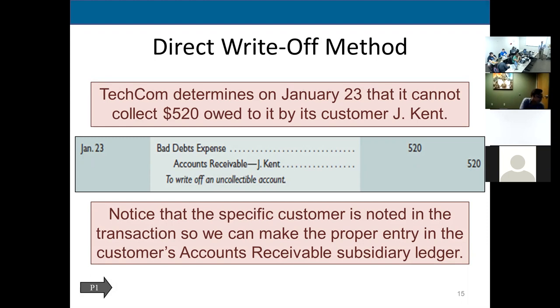Now, on January 23rd, bad debts expense, $520. Did we increase it or decrease it? If it's a credit, we increase it. Good job. We're increasing it. We know we're not going to collect it, so to increase an expense, we would debit. Now, this is money that we were previously expecting to collect. So this money was sitting in our accounts receivable account, but now we realize we are not going to collect it, so we must remove it. And to remove it, we are going to credit the accounts receivable account associated with Jay Kent specifically, so that we can keep his individual record up to date.